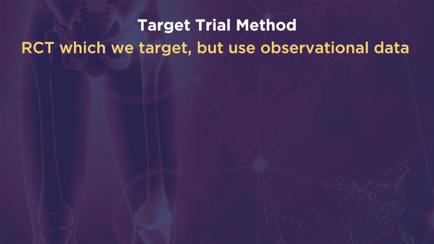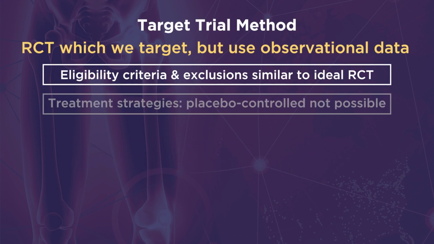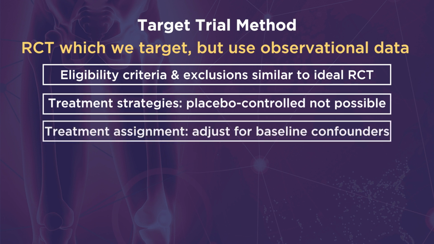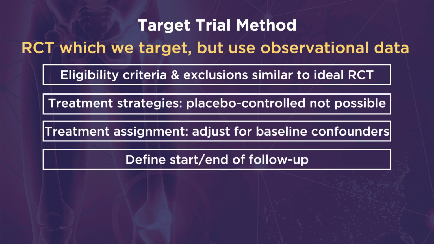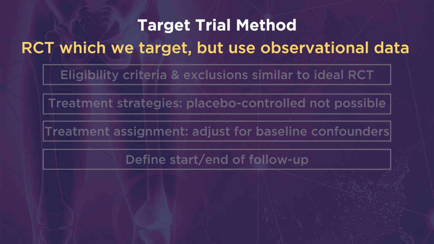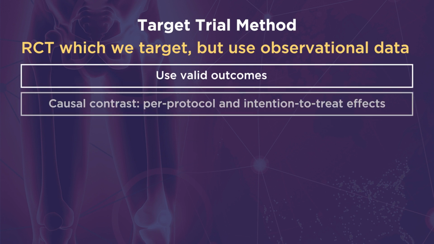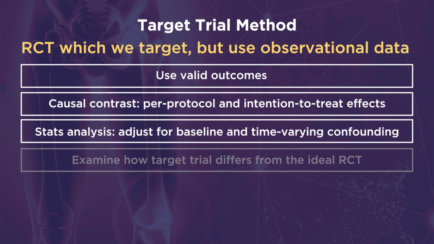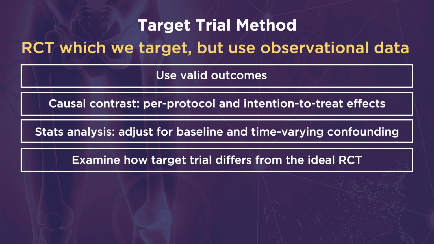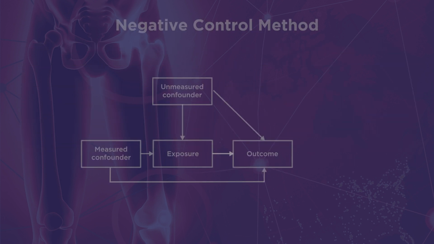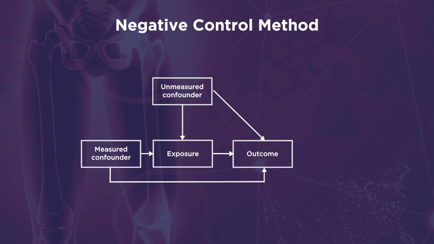Target trials, on the other hand, frame the research hypothesis and the statistical analysis in the context of an ideal randomized controlled trial, balancing covariates at time zero and waiting to maintain balance. The target trial approach is used to estimate, for instance, the causal relationship between surgeon and/or hospital volumes and postoperative outcomes. Finally, the negative control method.